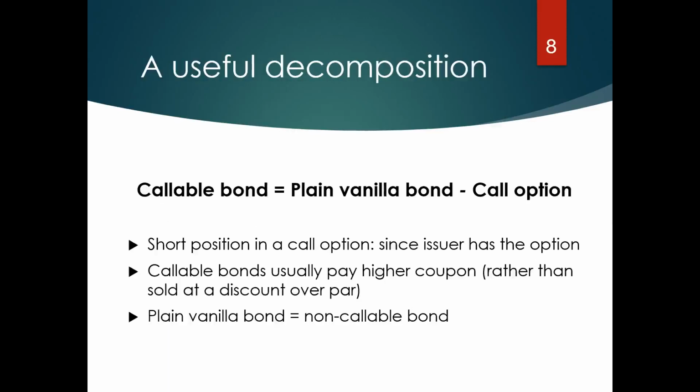So we saw that a callable bond is basically a plain vanilla bond minus a call option. This call option is the short position that you gave to the issuer of the bond so that he can call the bond. Callable bonds usually pay higher coupons. In principle, given these two bonds, the callable bond should have a lower price than the plain vanilla bond, since you're subtracting the value of a call option. What they do instead of giving them a lower price is make them pay a higher coupon so that they look more attractive to the public.